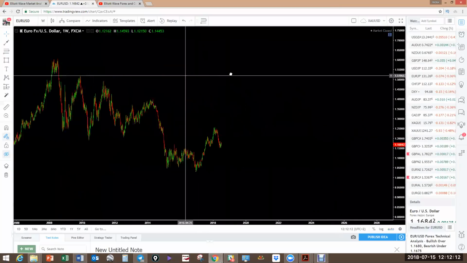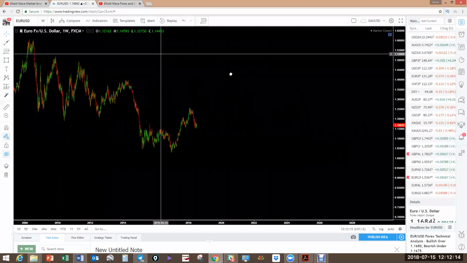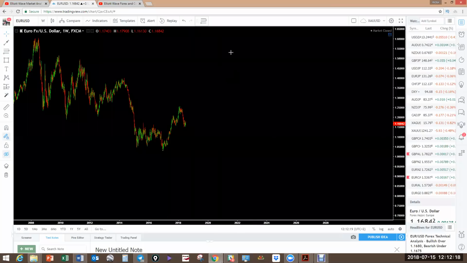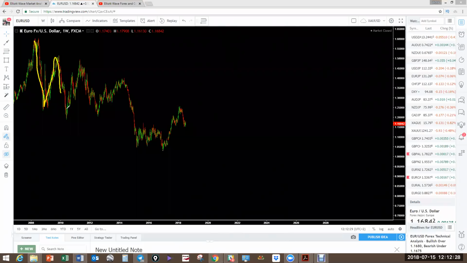So I want to take you through the recap of what we discussed on this pair last week and take you through what it has done in the last week, and we forecast what it's going to do going forward. Okay, so we have 1, 2, 3 waves coming down here on this pair. This is the weekly chart starting from 2008.